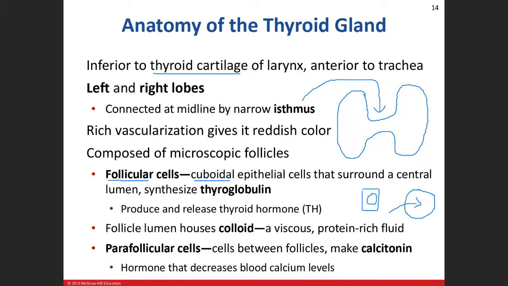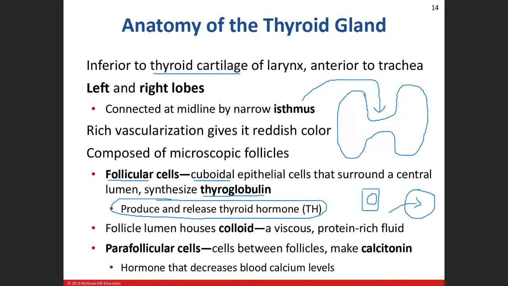So here, in the thyroid gland, we have a whole bunch of cuboidal epithelial cells that make a big ring. The center of that ring is the lumen. And in that lumen is thyroglobulin. So these cells make this thyroglobulin and they spit it into the center, into the lumen there. These same cells, great test question right here, will produce and release your thyroid hormone.